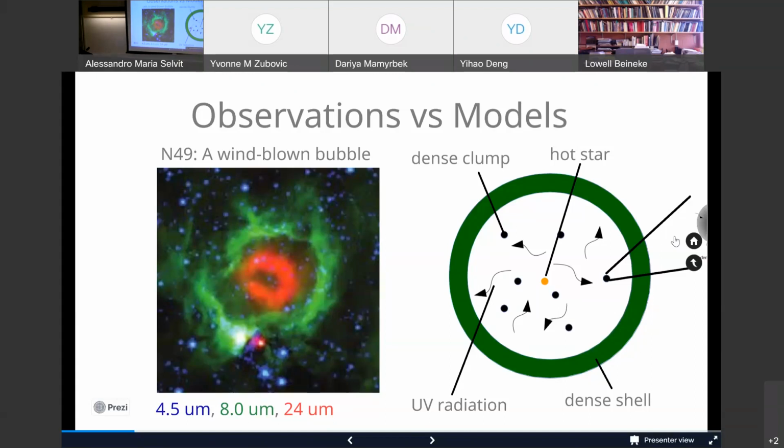So the proposal that we had was that as the ultraviolet light pushes the gas away, it leaves a mostly evacuated cavity, but there are dense clumps that were especially dense and resist being destroyed or pushed away by the ultraviolet light. So they survive inside the cavity and are being evaporated by the ultraviolet light. So our goal is to see if this is right by modeling the dense clumps with computer simulations and then comparing our computer simulations against observations of the MALT90 catalog using the tools of data science.